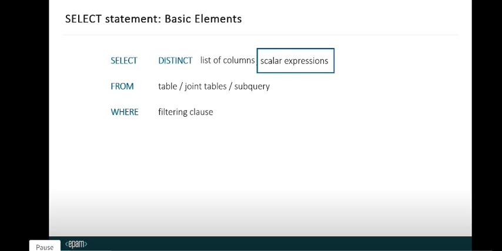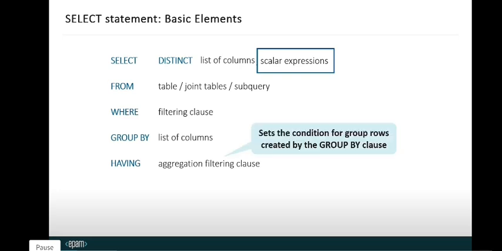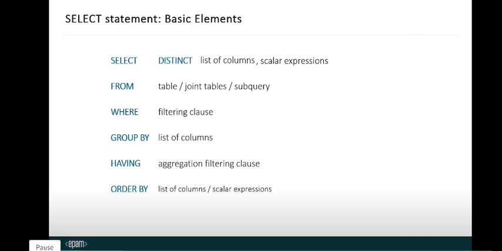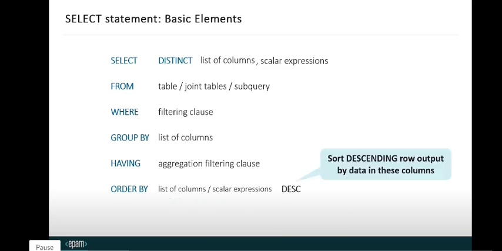To calculate measures aggregated by columns, you need to specify the group by clause and list the columns for aggregation that were used after the select. The having keyword is used to filter aggregated data. Order by is used to apply sorting of the result. By default, rows are sorted in ascending order by the columns specified in order by. If you want to sort rows in descending order, you can use the desc keyword.